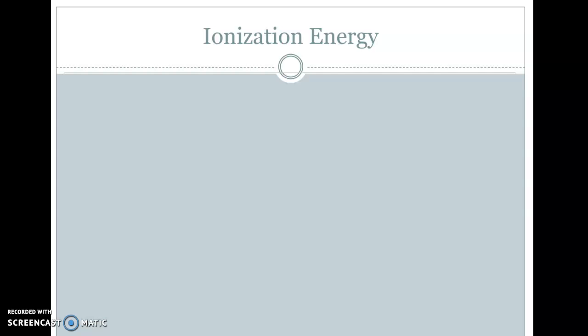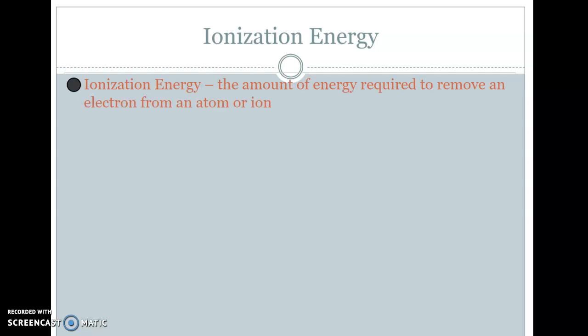This is specifically relating to taking away electrons. Ionization energy is defined as the amount of energy required to remove an electron from an atom or an ion. So how much energy is it going to require to remove an electron? That can happen from a neutral atom, or we could take an ion that has already lost an electron and remove another one, or even a third one. So ionization energy is really just that: how much energy does it take to get rid of an electron?